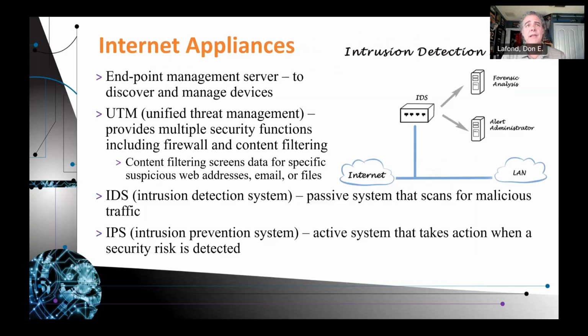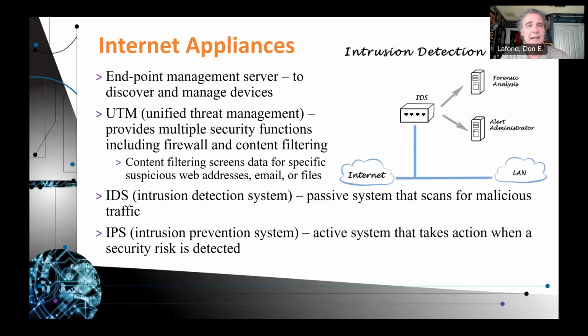Internet appliances: an endpoint management server to discover and manage devices, and an IDS, which is intrusion detection system. It detects passively for malicious traffic. IPS, intrusion prevention, stops people from accessing the equipment. It usually does it with sockets. It, for example, will stop the ports, remote access attempts to your equipment.